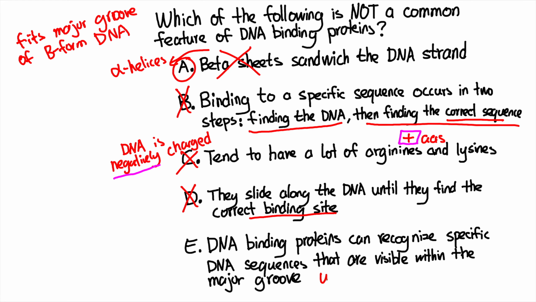So unzipping the double helix is not required. So option number E is also wrong. So the final answer is option number A.